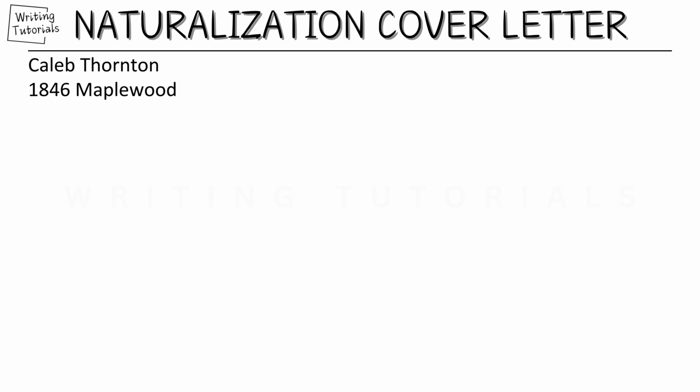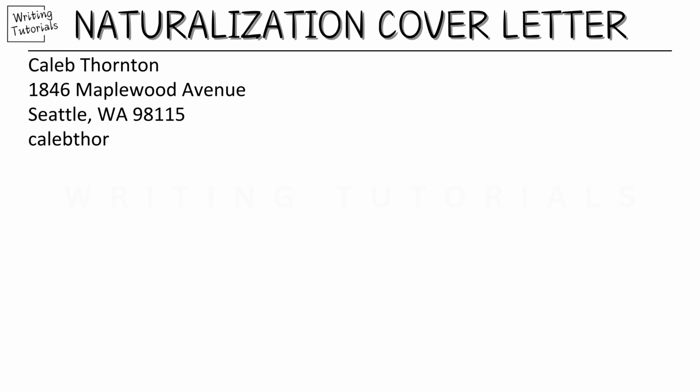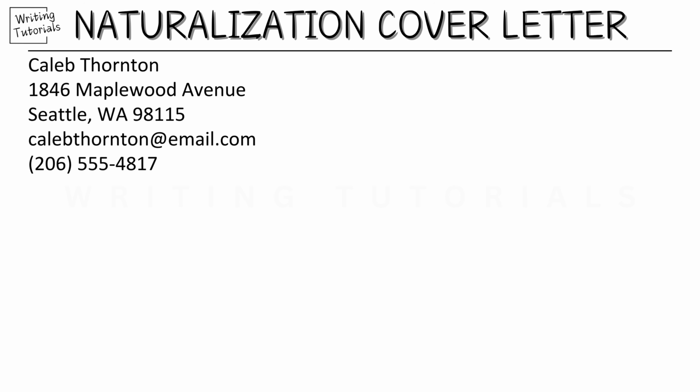The sender's information identifies the person submitting the naturalization application and provides contact information. This section is important because USCIS needs to know who submitted the letter and how the applicant can be contacted if necessary. When preparing your own letter, use your current mailing address, email address, and telephone number. Make sure the information matches the information you provide in your application wherever applicable.